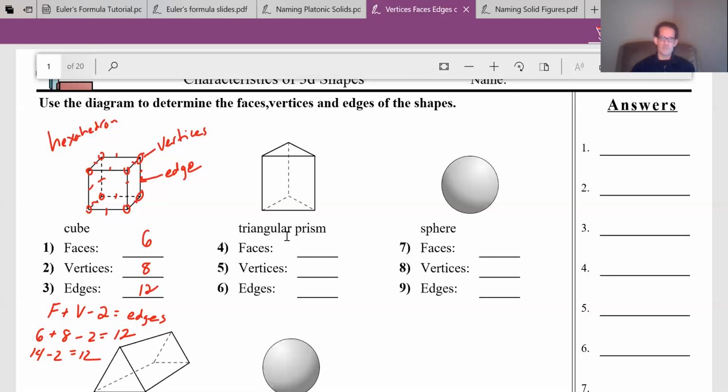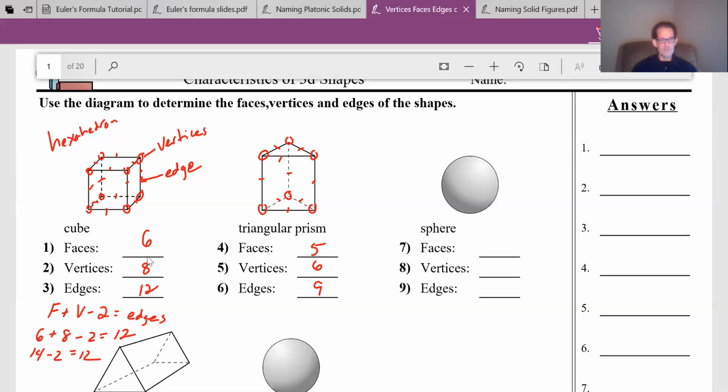Let's see what it looks like for this triangular prism. For my faces, I'd have a top and a bottom, so that's 2. Of course, I have the 3 going around, so I have a total of 5 faces. Let's look at the vertices. I have 1, 2, 3, 4, 5, 6 vertices. And I could count the edges. I have 3 on the bottom, 3 more going around it, and 3 edges on the top. That's 9. Let's say that I didn't have a picture, so I can't count it.